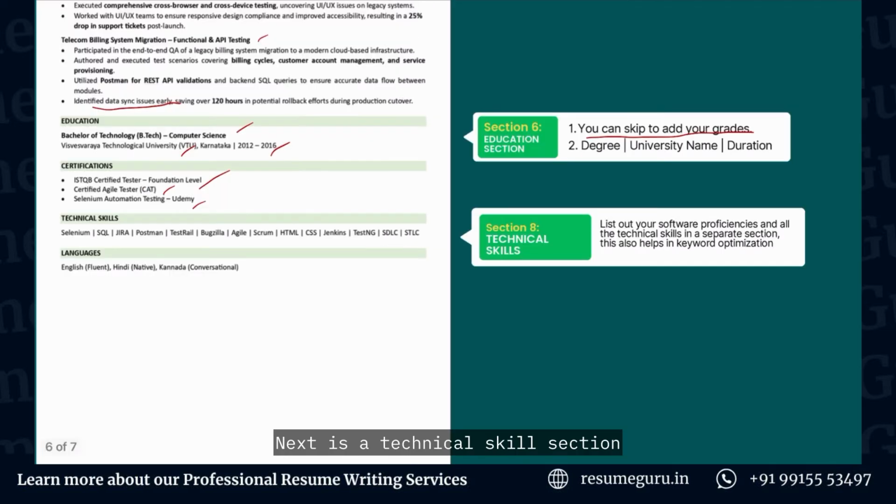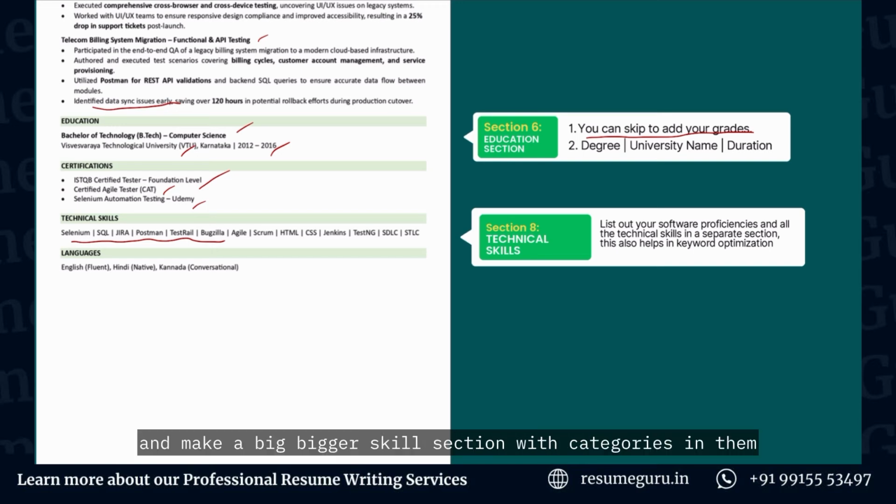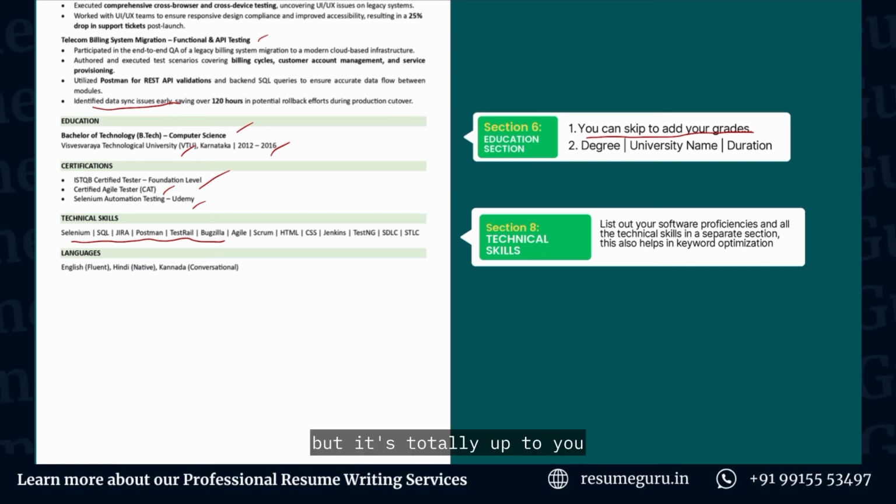Next is the technical skills section. So these are the technical skills or your software proficiencies that the recruiter would be interested in. Naturally, you can even couple it up with the skills section and make a bigger skills section with categories in them, but it's totally up to you. If you want to split it also, you can do that. In that case, you can give this at the bottom of the resume.